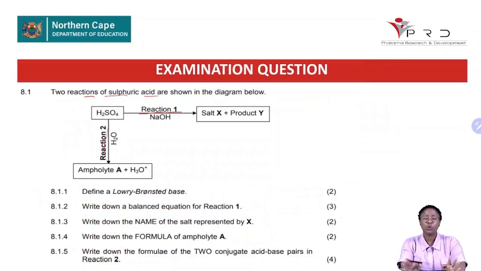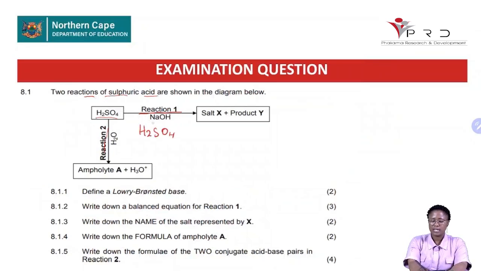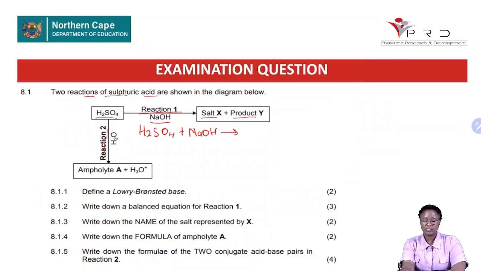Now, before you can go to any question, it is important and advisable that you interpret the flow diagram that you are given, and look at where the arrows are indicating. Then you'll be able to see what is going on. Let's quickly look at reaction 1. For me, reaction 1 says that I have reacted a sulfuric acid, which is H2SO4, with sodium hydroxide, which is NaOH. All right. The results are going to give me a salt plus product Y.